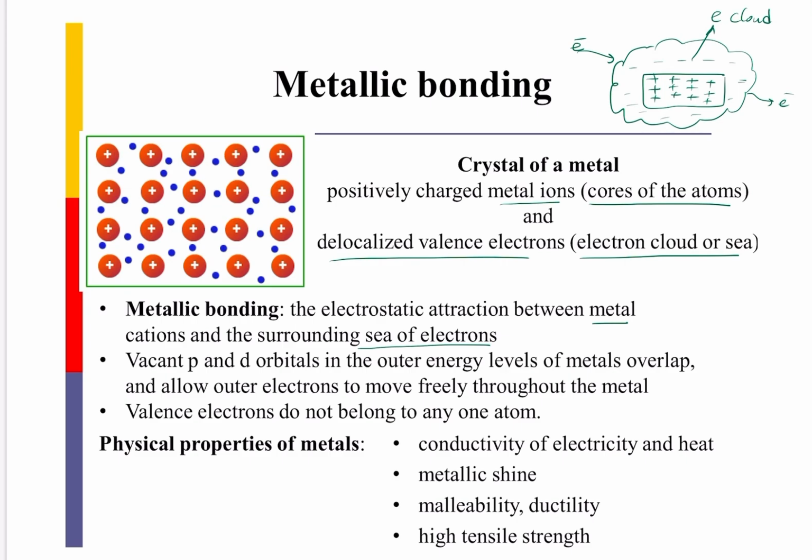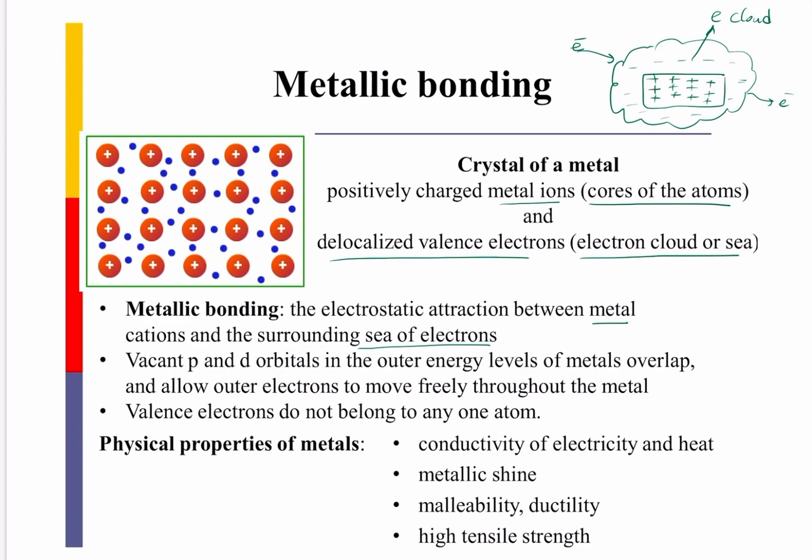The s, p and d orbitals in the outer energy levels of the metal overlap. This allows the outer electrons to move freely throughout the metal, because in metals the p orbital is free without electrons, and the electrons jumping from the d orbital or s orbital to the p orbital can cause randomness and movement of the electrons. And valence electrons do not belong to any single atom. They belong to the whole metal.